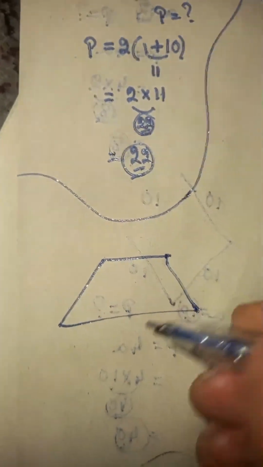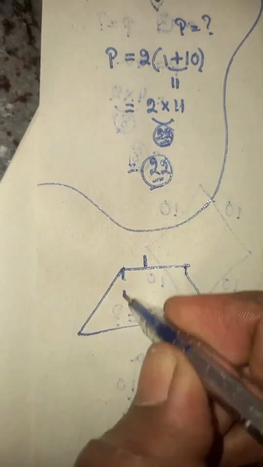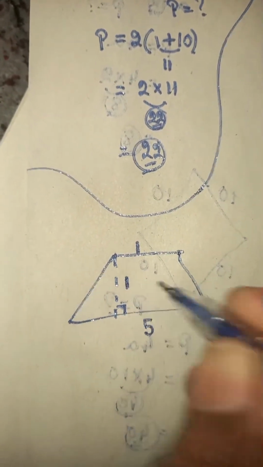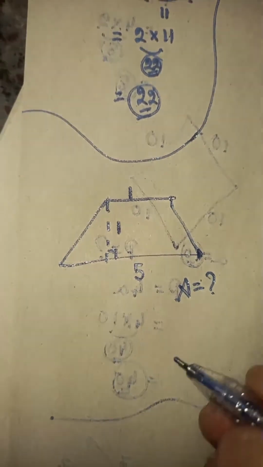Let's take another trapezium, and in this trapezium they have given the two parallel sides as 5 and 1 units, and the perpendicular height as also 1 unit. Here also find out what's the area of the trapezium.